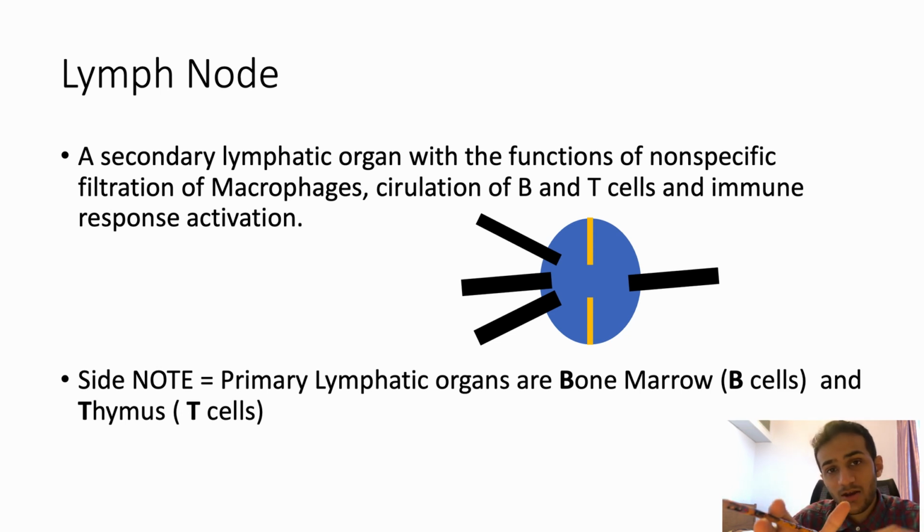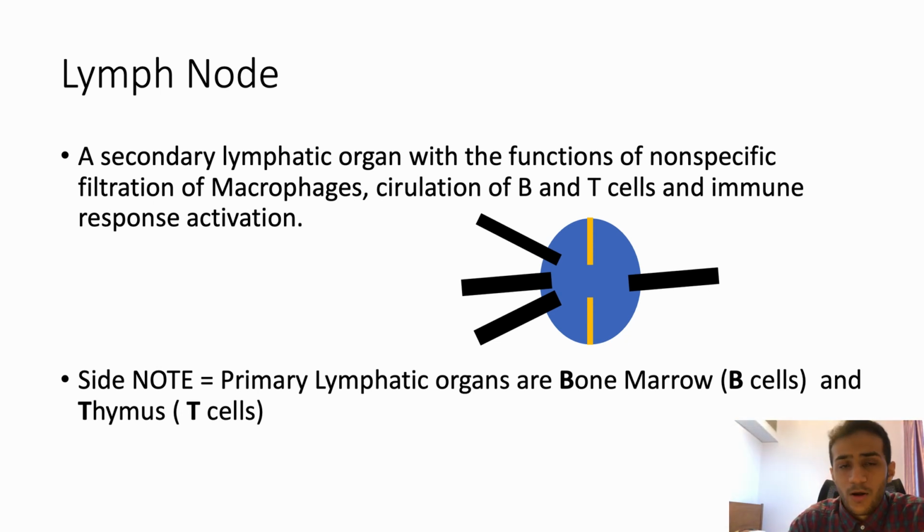By the way, this is a secondary lymph organ. Other secondary lymph organs are our spleen, maybe our Peyer's patches, and also the lymphatic tissue around our tonsils and pharynx. What are primary lymphatic organs? The B as in bone marrow and T as in thymus. So according to the first letter, they are where the cells are produced or matured.